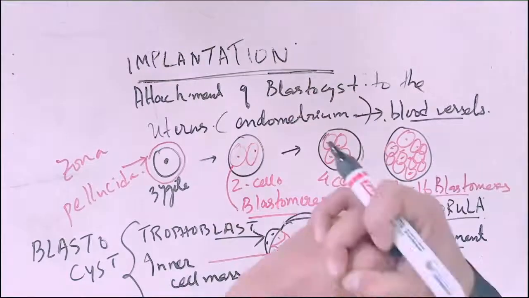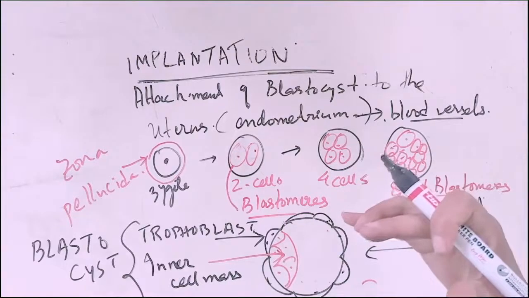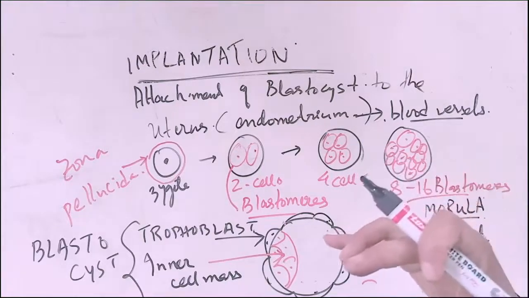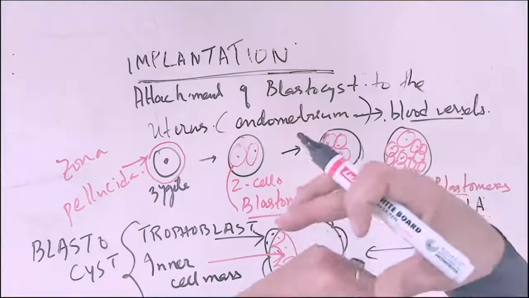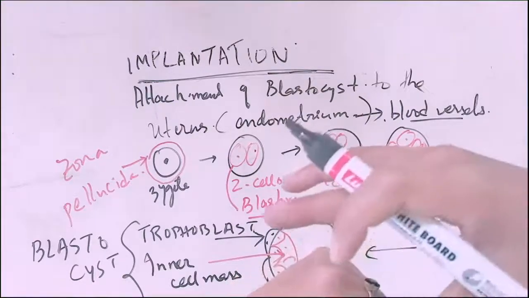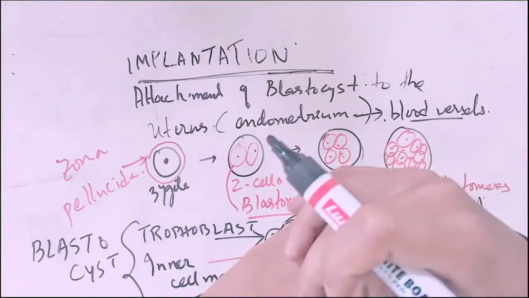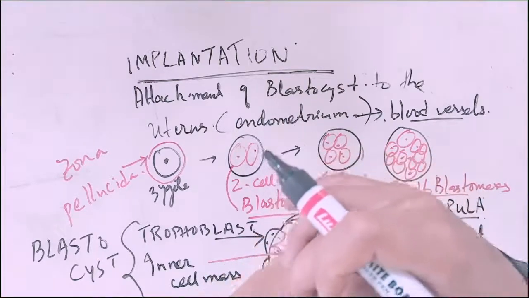The trophoblast has these finger-like projections, which are known as chorionic villi. The uterus also has high blood vessels, and that will be known as placenta.